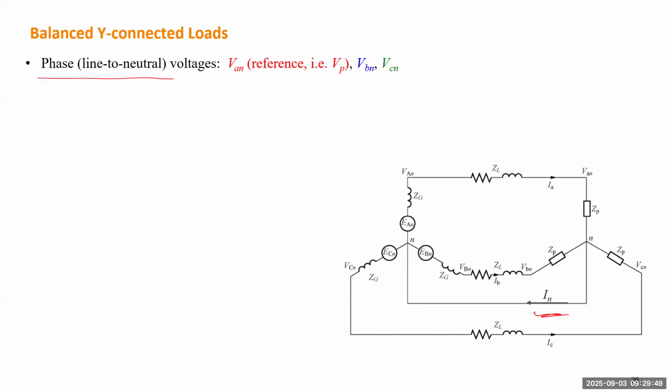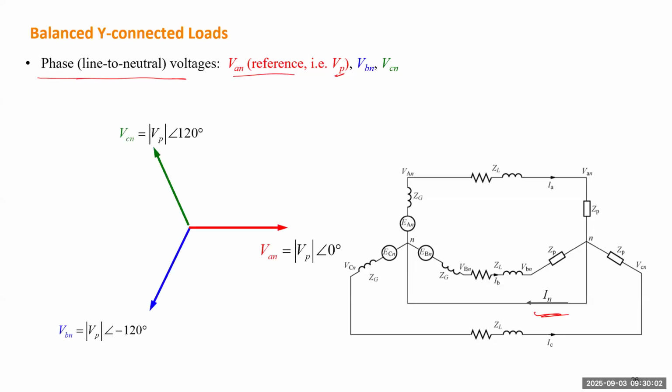So that is the same thing. And here we use VAN as a reference, so we just call this the reference phase voltage. If we draw the phasor diagram, VAN will have zero angle, in parallel with the real axis, and VBN will be lagging VAN by 120 degrees, and VCN will be leading VAN by 120 degrees.